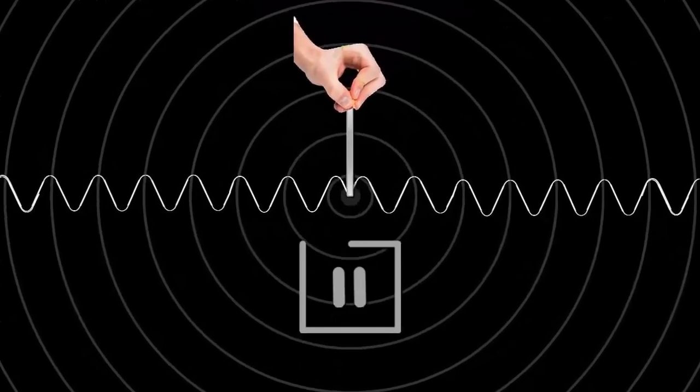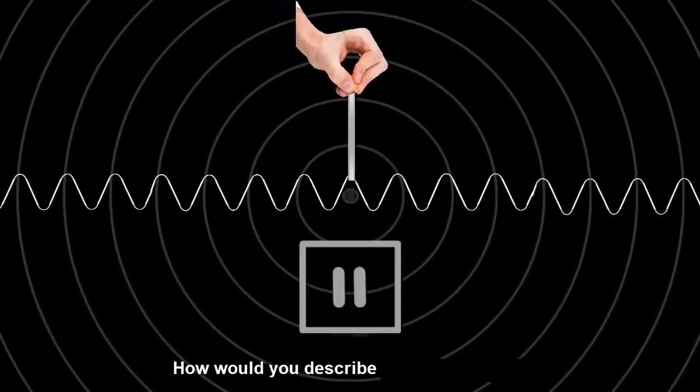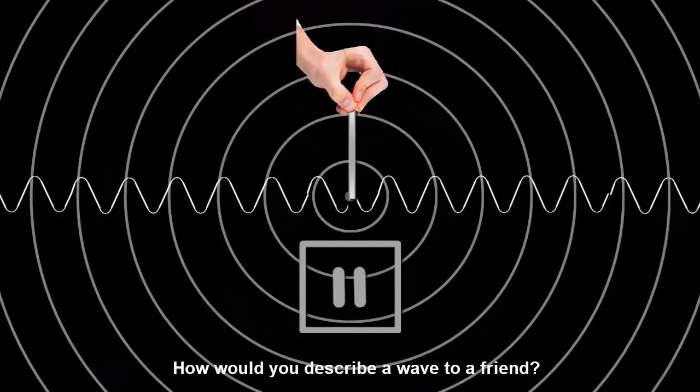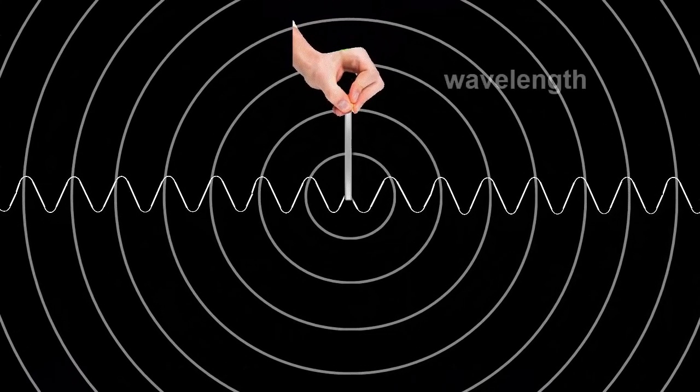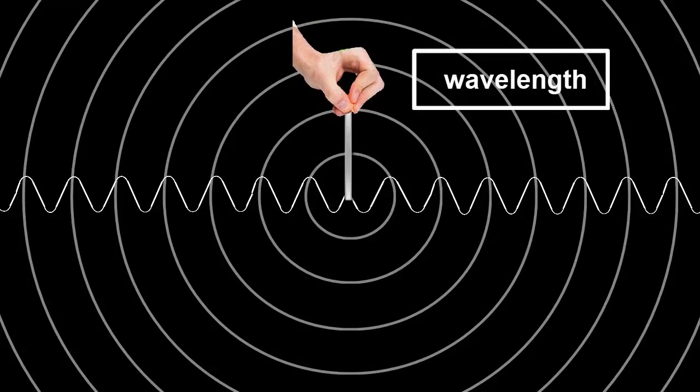How would you describe a wave to a friend? We can describe the waves using their wavelength, which is the distance between their crests. It's also the distance between their troughs, because this is the same distance. We'll call the wavelength lambda, which is a letter that stands for L in the Greek alphabet.